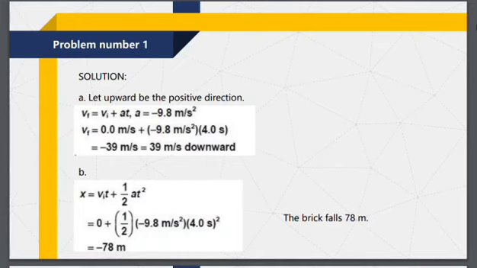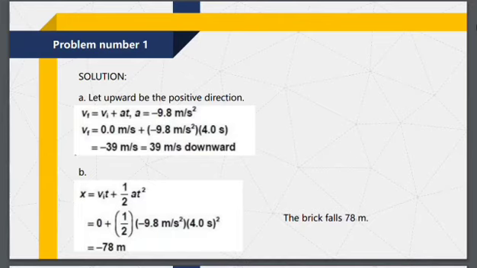Then, substitute the given into the formula, and you will get final velocity equals 0.0 meters per second plus negative 9.8 meters per second squared times 4 seconds. And it will equal negative 39 meters per second. So the final answer will be 39 meters per second downward.